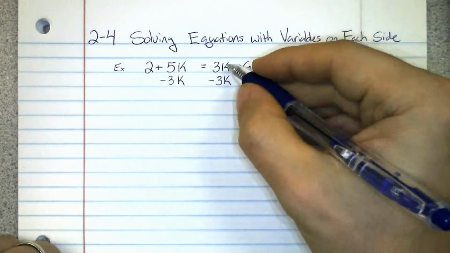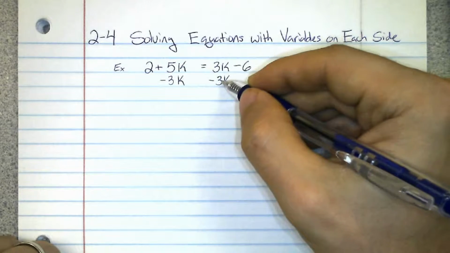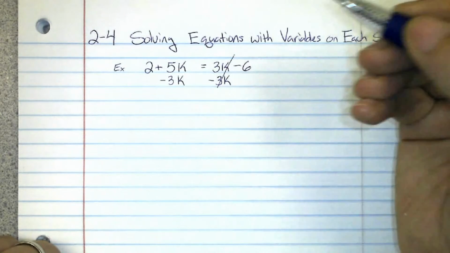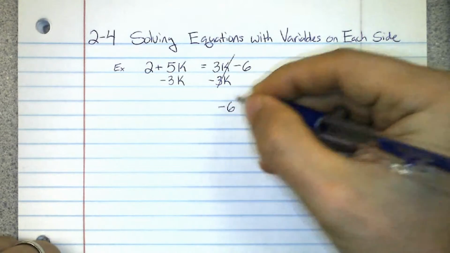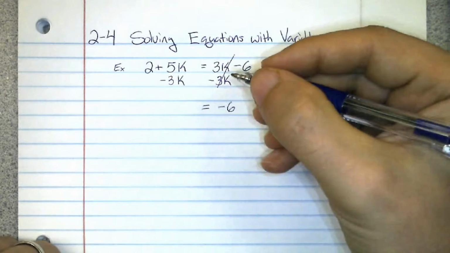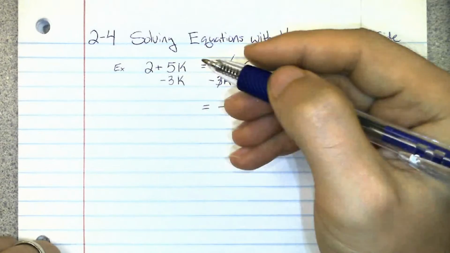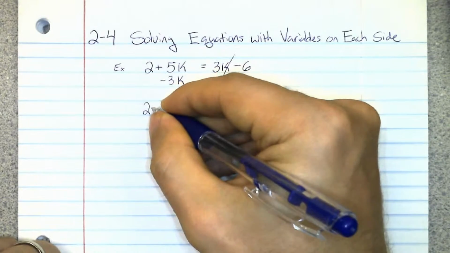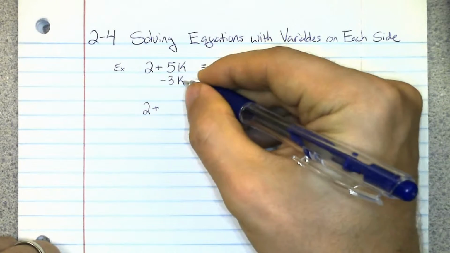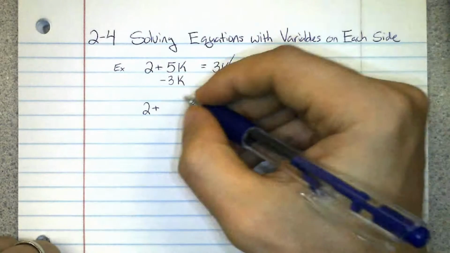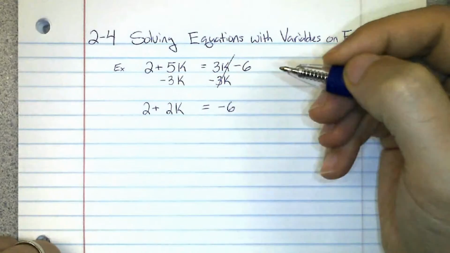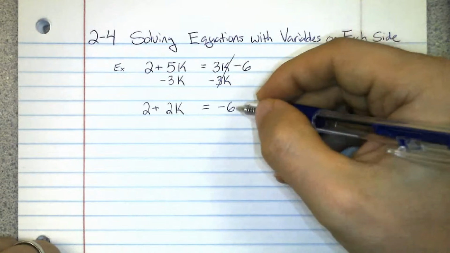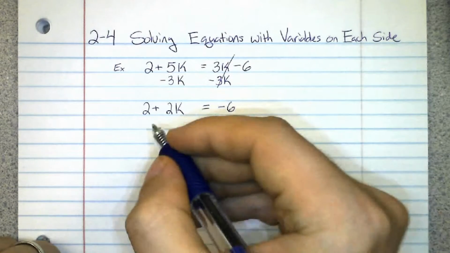Now, on this side, 3k's minus 3k's is going to leave me with no k's. So all I have left is a negative 6. On this side, I still have my 2 plus. I haven't done anything with that yet. 5k's minus 3k's is going to be how many k's? 2. So now I have 2 plus 2k equals negative 6.